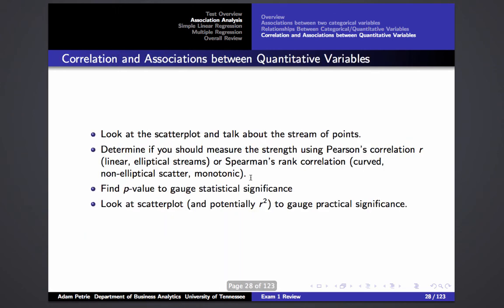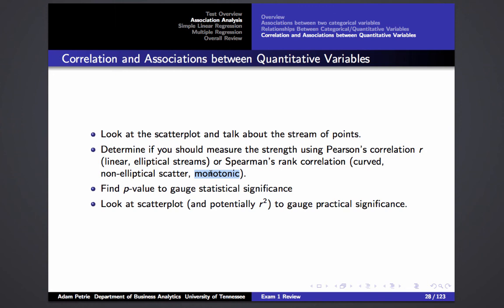Okay, so what if both variables are quantitative? Well, in that case, to measure the strength of the association we're going to calculate either Pearson's correlation coefficient R, if the scatter plot looks to be well described by an ellipse, meaning it's linear, or Spearman's rank correlation, which works for curved relationships as long as they're still monotonic, meaning they don't double back on themselves.